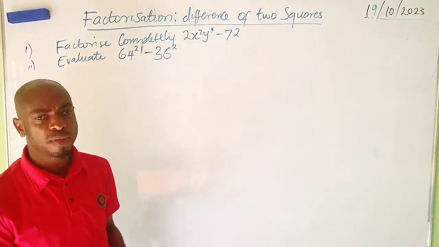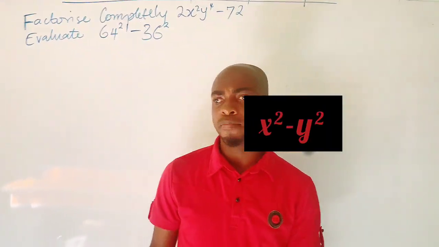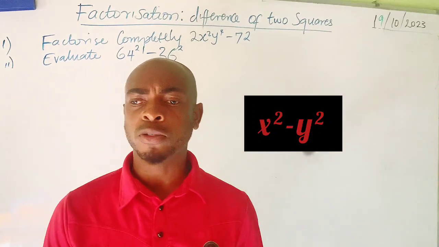We want to center our lesson on difference of two squares. Difference of two squares means you have a number that is expressed as a square and minus another number that is also expressed as a square.